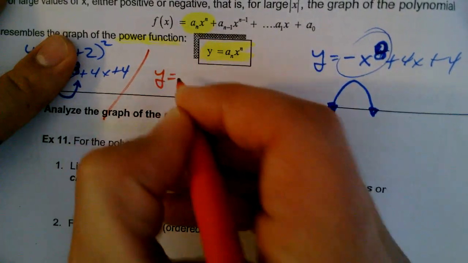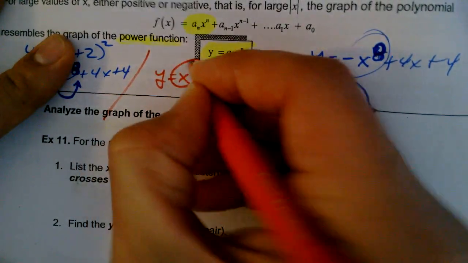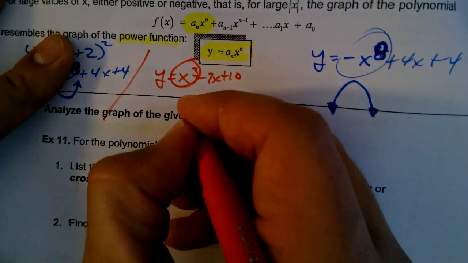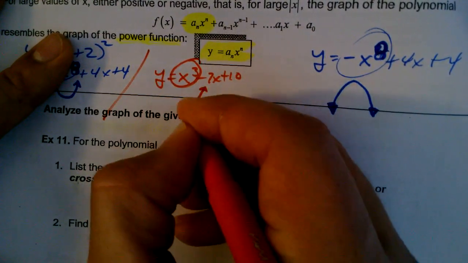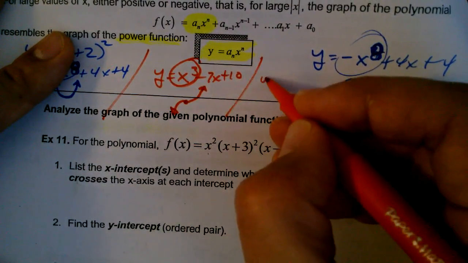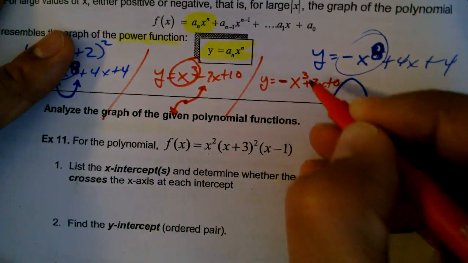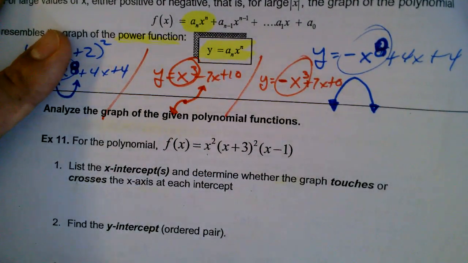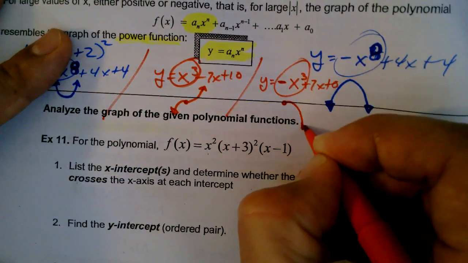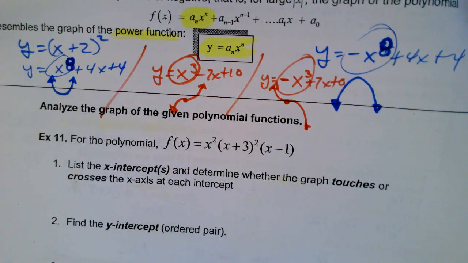Versus if I have y equals x cubed minus 7x plus 10, the leading term is an odd exponent, so we have to know what x cubed looks like. X cubed goes up to the right and down to the left. Versus if I had y equals negative x cubed plus 7x plus 10, this negative x cubed is a flip. So instead of going up to the right, it goes down to the right and up to the left.